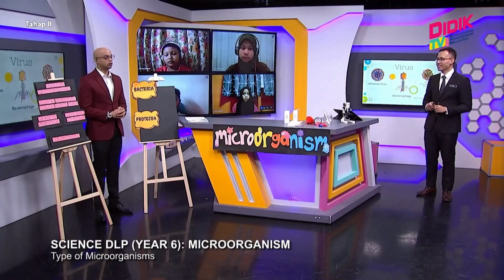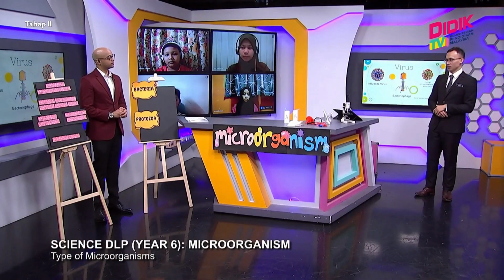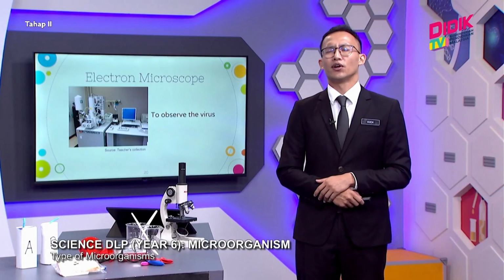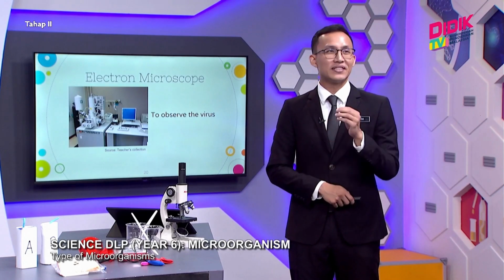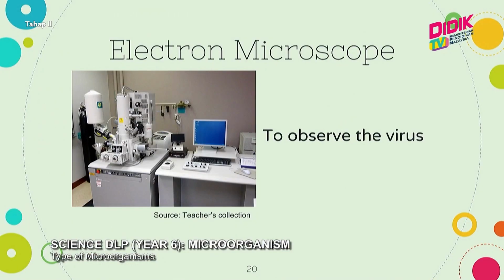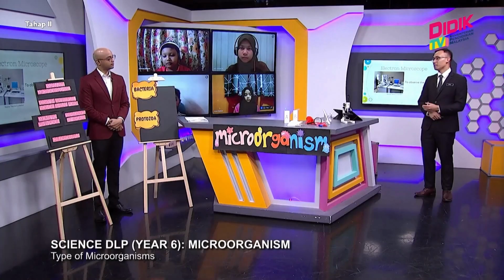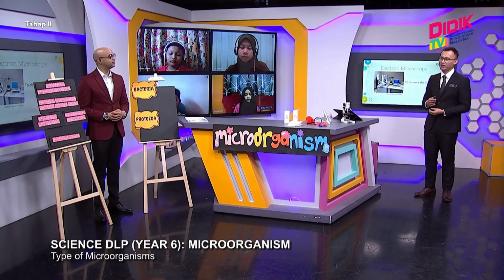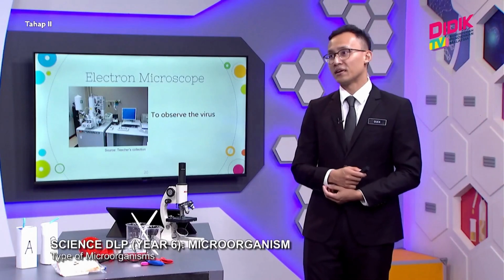Okay, next I want to show you the electron microscope. The electron microscope is used to observe viruses. As you can see, it is not like your usual microscope. It looks really big compared to the normal microscope, and we don't usually use it in school or other places. Maybe in the lab, only scientists use it to examine and find cures for viruses and all that.